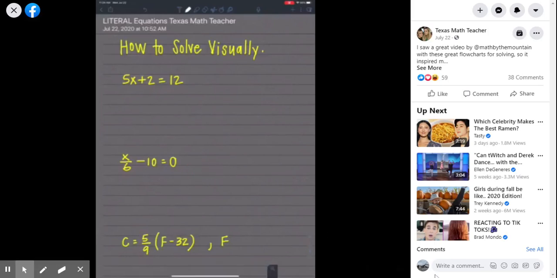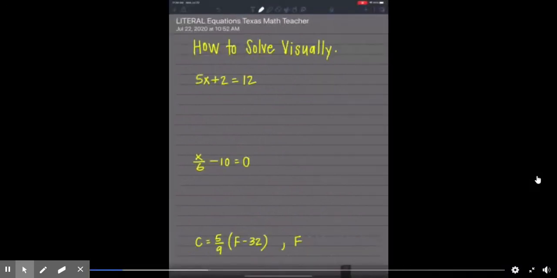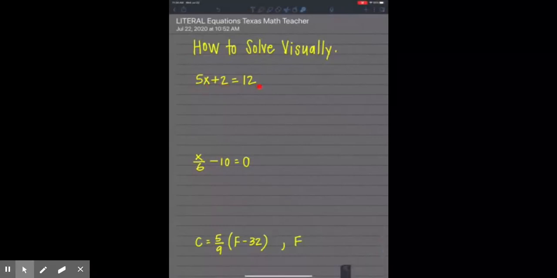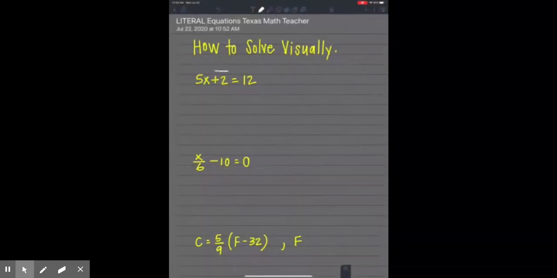Okay, so the first thing I'm going to do is identify my variable and where it's located. So in the first equation, I have 5x plus 2 equals 12, and obviously my variable's over here. So I'm going to box out everything that's over on this side.